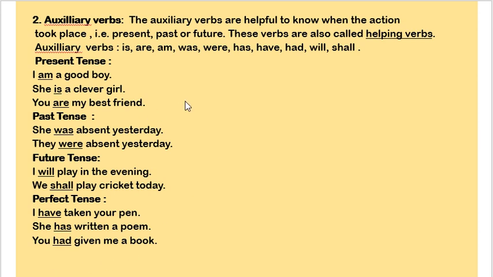Let's take a few examples to understand how these auxiliary verbs are used. With I, am is used and we need to remember it. I am a good boy. She is a clever girl. You are my best friend. So here we also need to understand their usage: if it is first person singular, we use am.